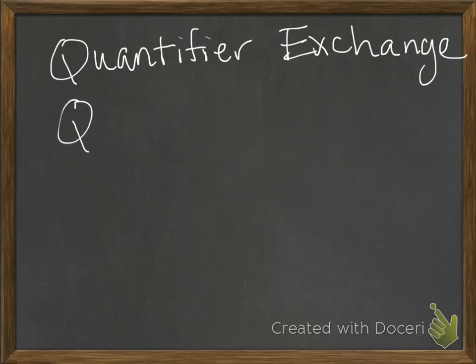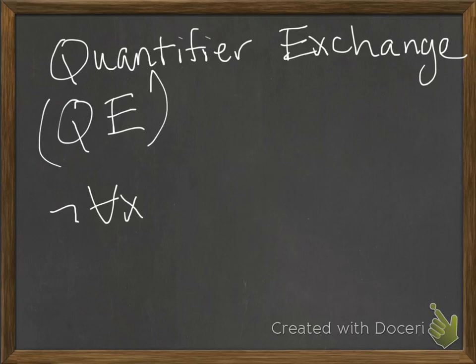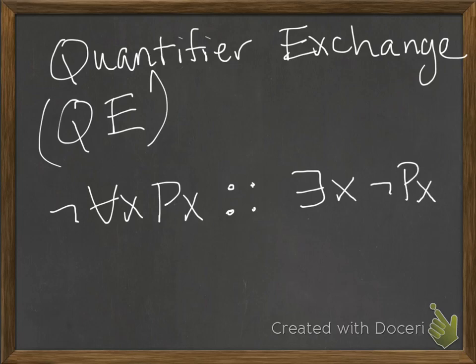We abbreviate that with the initials QE. And how this rule works is if we have, let's say, a negated universal formula. So let's say this is the statement, not all things are poisonous. Well, what does it mean to say it's false that everything is poisonous? Well, that's to say that there's at least one thing that's not poisonous, because otherwise everything would be poisonous.